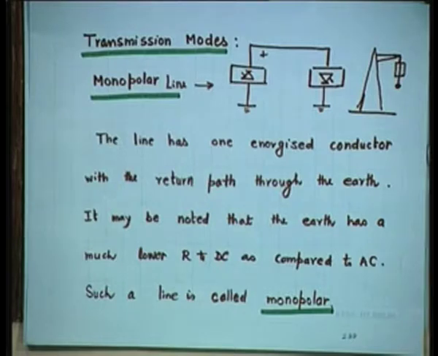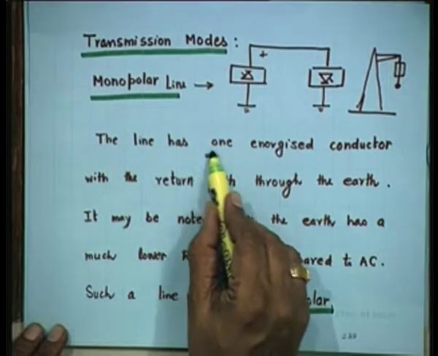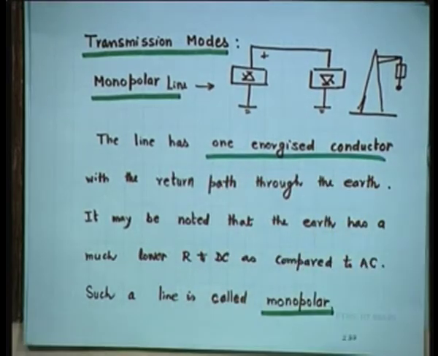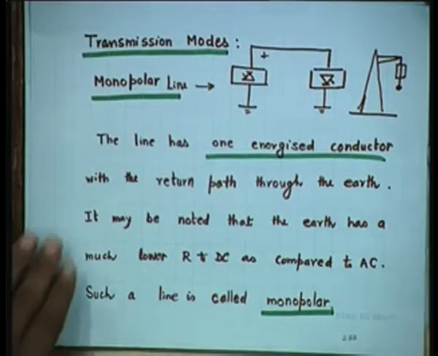A monopolar line, as you can see in the figure, is just a line with one energized conductor, just one, with a return path through the earth. Earth is being used as the return conductor. It may be noted that the earth has a much lower resistance to DC as compared to AC. Such a line is called monopolar.